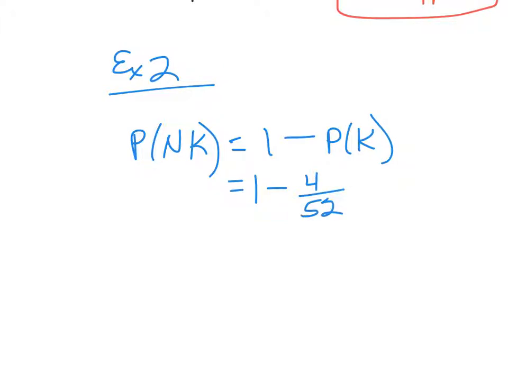Hey, that was from the person who doesn't play cards. Nicely done. If you take 1 minus 4 out of 52, you'll get 48 out of 52. And if you reduce 48 out of 52, you're going to get 12 out of 13.